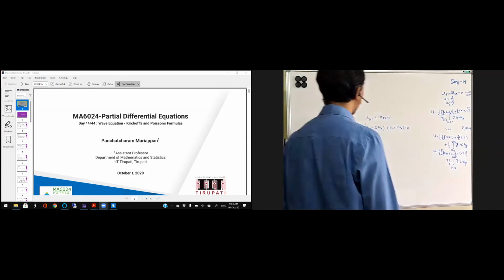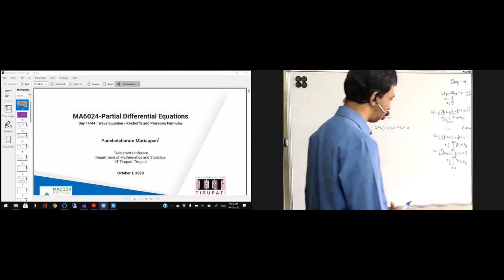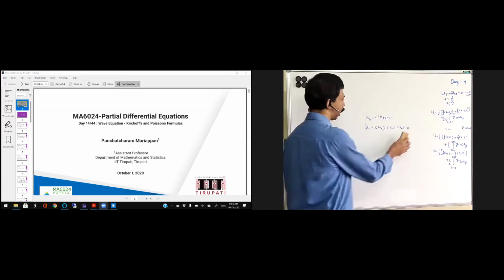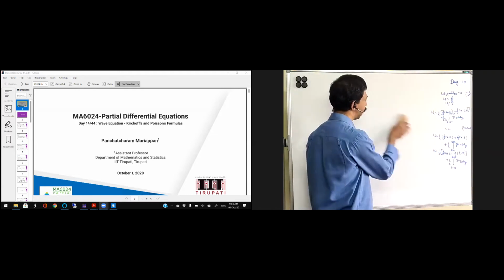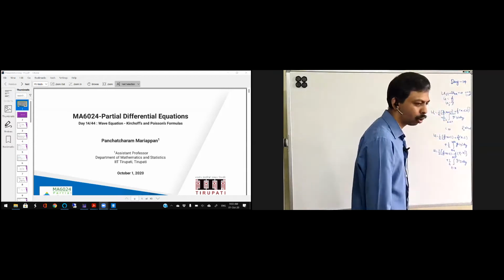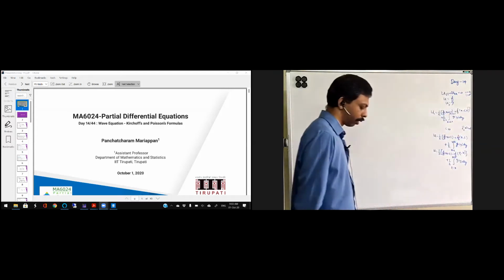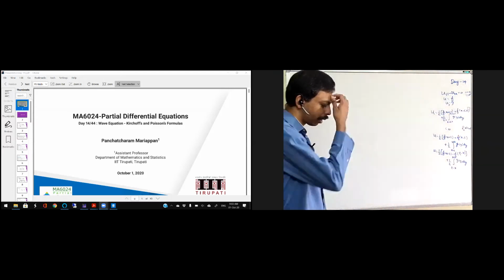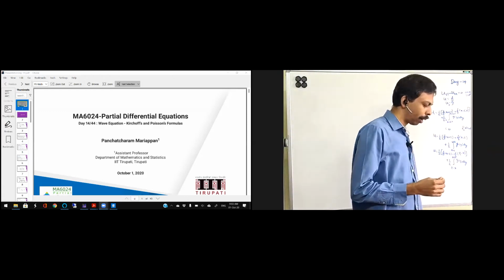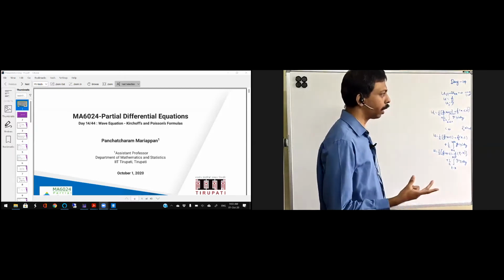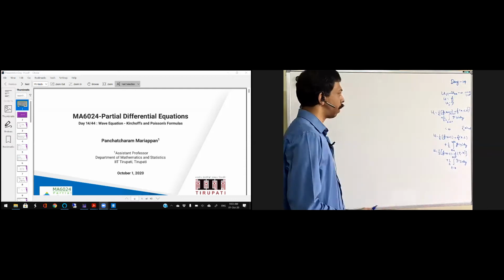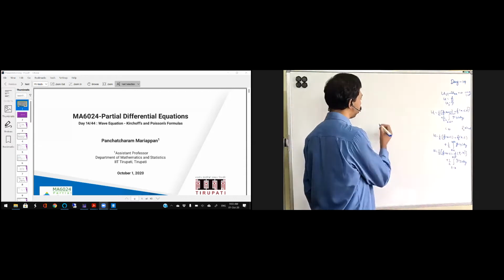So now in today's class, what we are trying to do is to generalize this idea, whatever we got from the one-dimensional case, to the n-dimensional case. In the n-dimensional case, it is not that easy. We have to split into two cases: one is n equal to even, another is n equal to odd. So for this we'll be introducing some new notations.